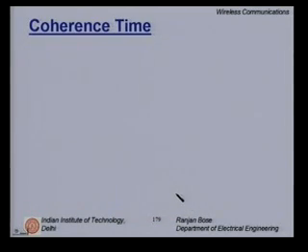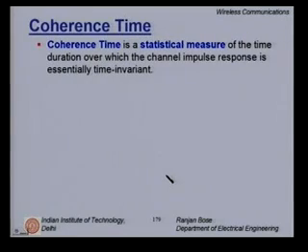The third notion was of coherence time. Coherence time is a statistical measure of time duration over which the channel impulse response is essentially time invariant. So, we are talking about how fast your channel is changing. Again, how fast or how slow is relative to how fast your signal duration is.